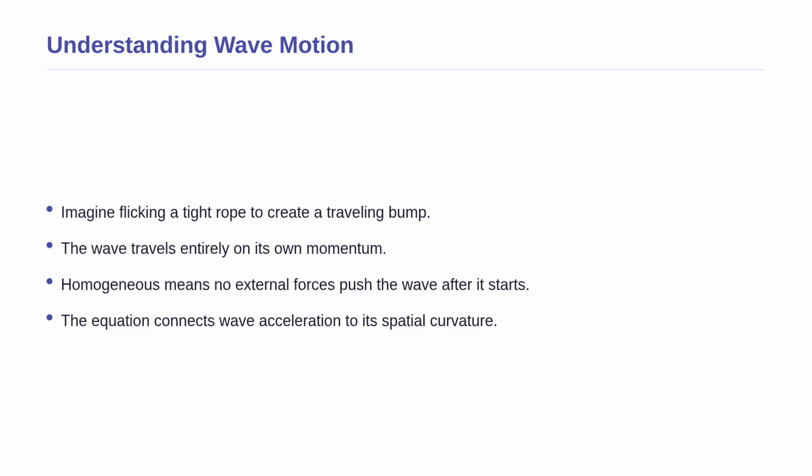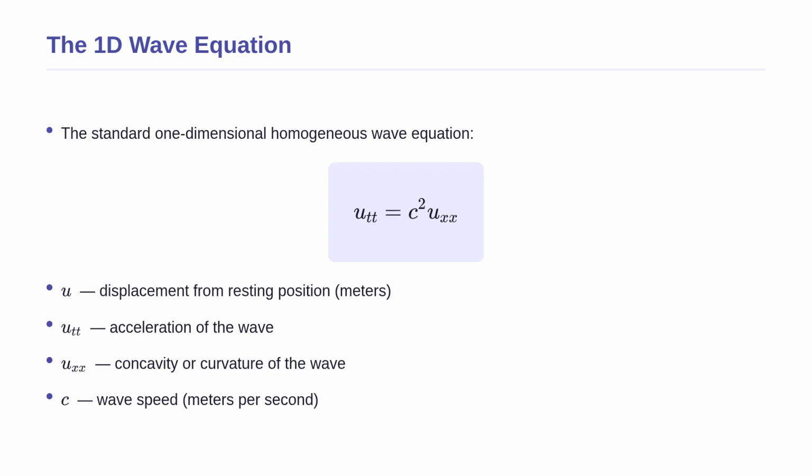In mathematics, we call this self-sustaining travel a homogeneous process. This simply means there is no outside force pushing the wave after that initial moment. The wave equation we will study connects how the wave accelerates over time to how sharply it curves in space. This physical intuition leads us directly to the mathematical rule.